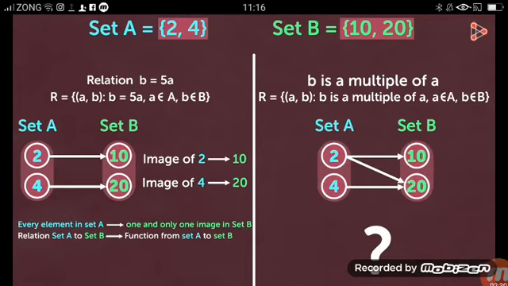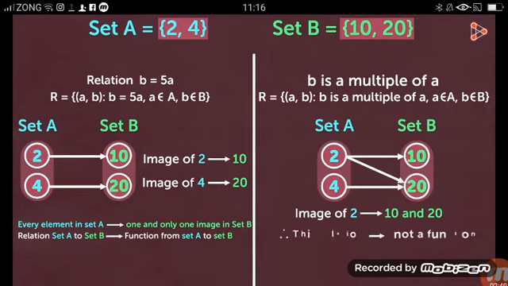Would this relation qualify as a function? Look closely at element 2 in set A. It has not one but 2 images, 10 and 20 in set B. Element 4, however, has only one image. Since one of the elements has more than one image, we can say that this relation is not a function.